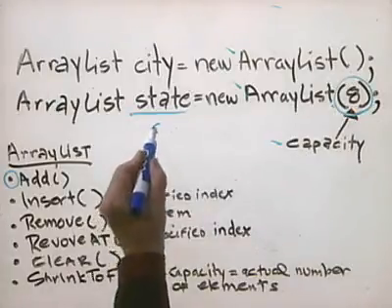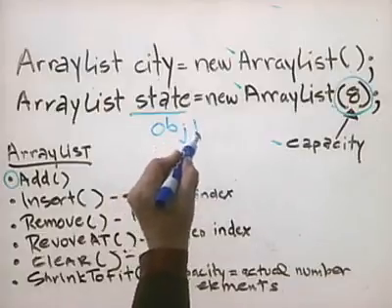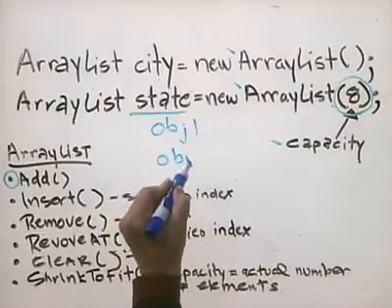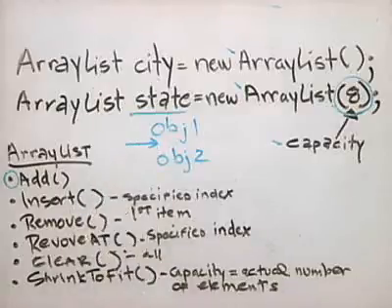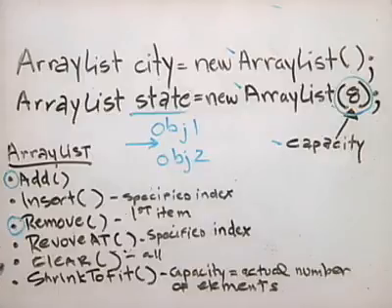So if you have two objects, you can actually insert here. Remove allows you to remove the first item, but RemoveAt allows you to remove at a specified index. Clear allows you to clear all of the elements of an array list.